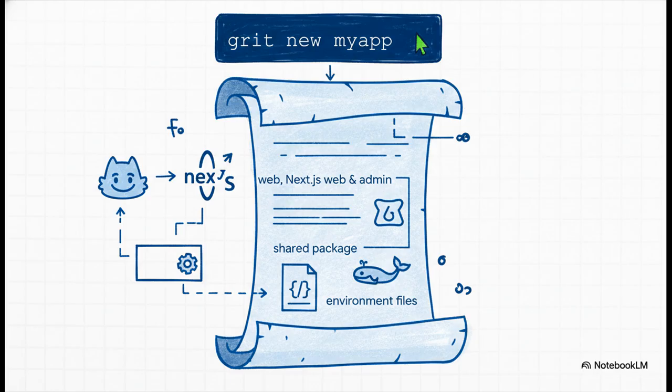You run grit new my app, and you're not just getting a new folder. Oh no, it scaffolds out a complete project for you. We're talking the Go API, a Next.js web app, a totally separate Next.js admin panel, a shared package for your types, all the Docker files, all the environment files. Everything is set up and ready to run from second one.